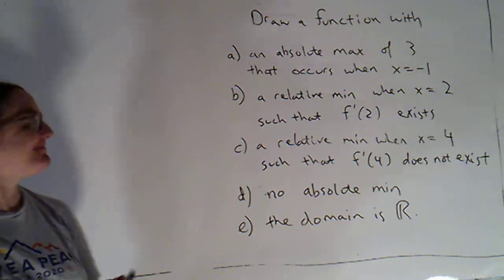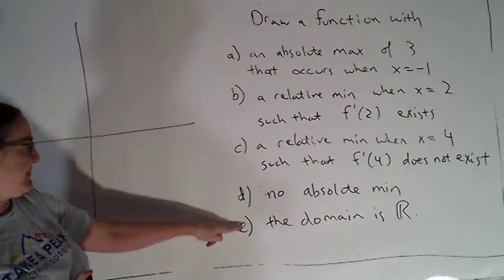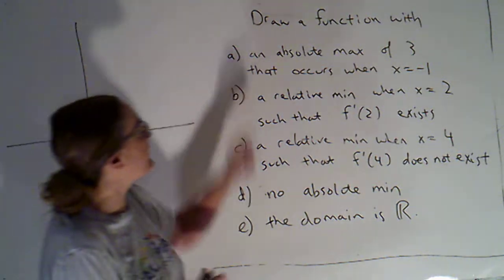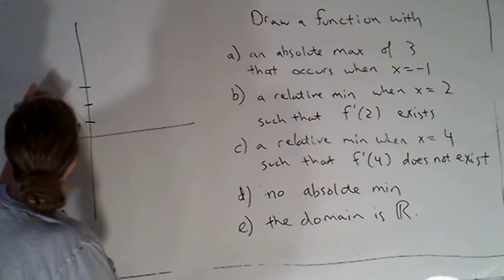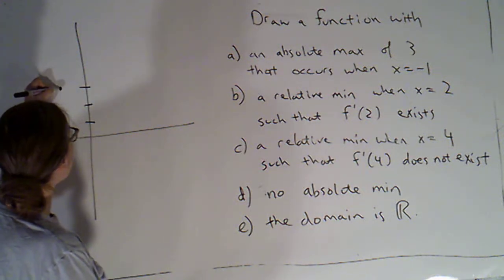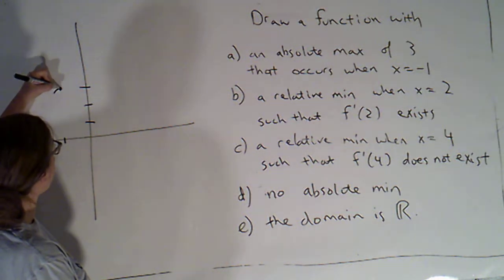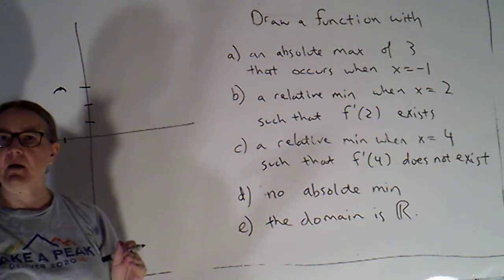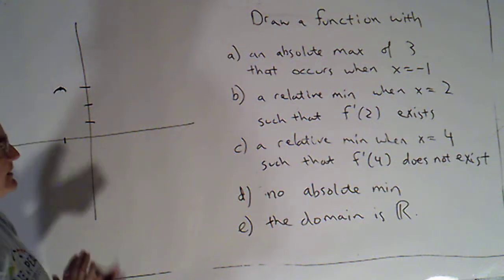Welcome back. Okay. So I'm going to keep in mind that the domain has to be R, but I'll just extend things at the end. So I want an absolute max of 3, and I want that to occur when x is -1. So I'm going to put a point there. And what I usually do if I have a max and I'm graphing is I just draw something to indicate that that's a mountaintop. So that I know I'm going to come up and then come back down again when I hit that point.